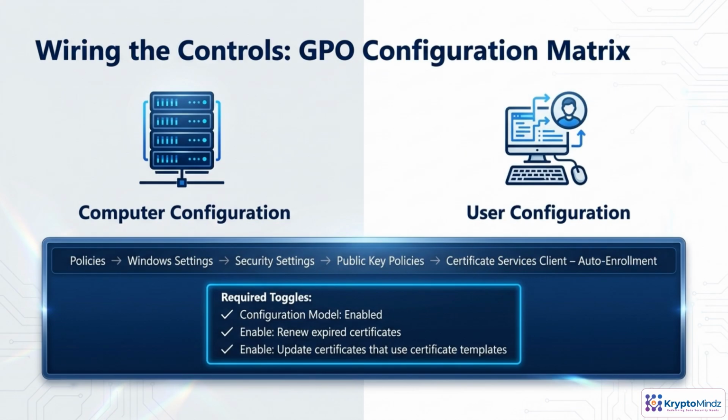To wire auto-enrollment correctly, configure it in two places, under Computer Configuration and under User Configuration. In both paths, browse to Windows Settings, Security Settings, Public Key Policies, then Certificate Services Client Auto-Enrollment. Set the configuration model to Enabled and select Renew Expired Certificates and Update Certificates that use certificate templates. Together, those settings deliver smooth issuance and renewal for domain users and devices.